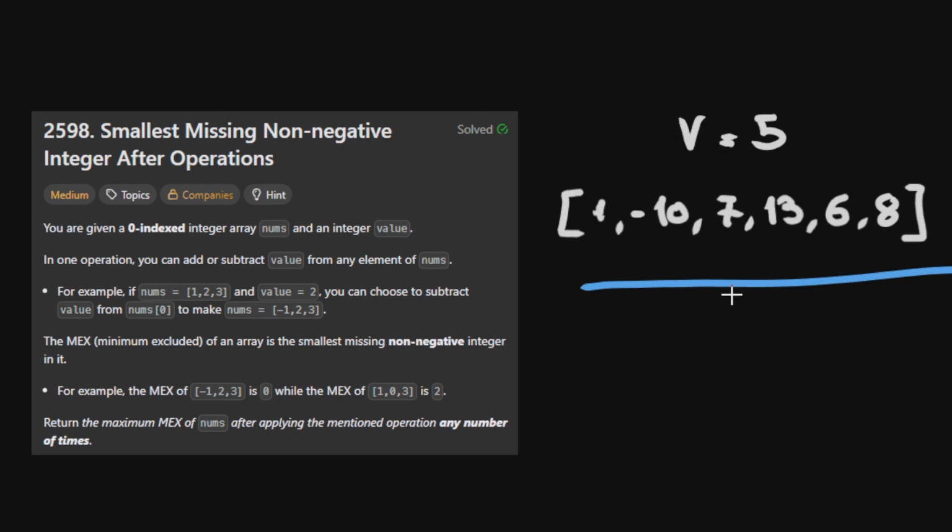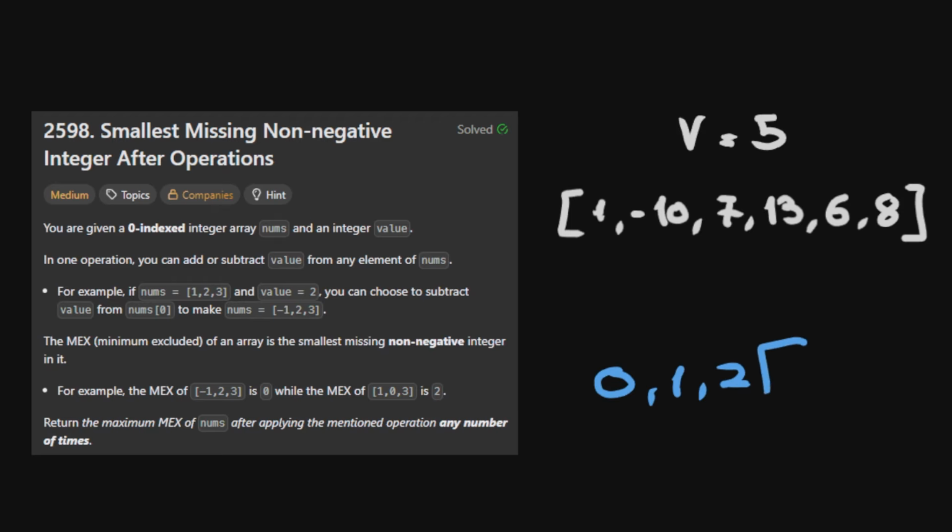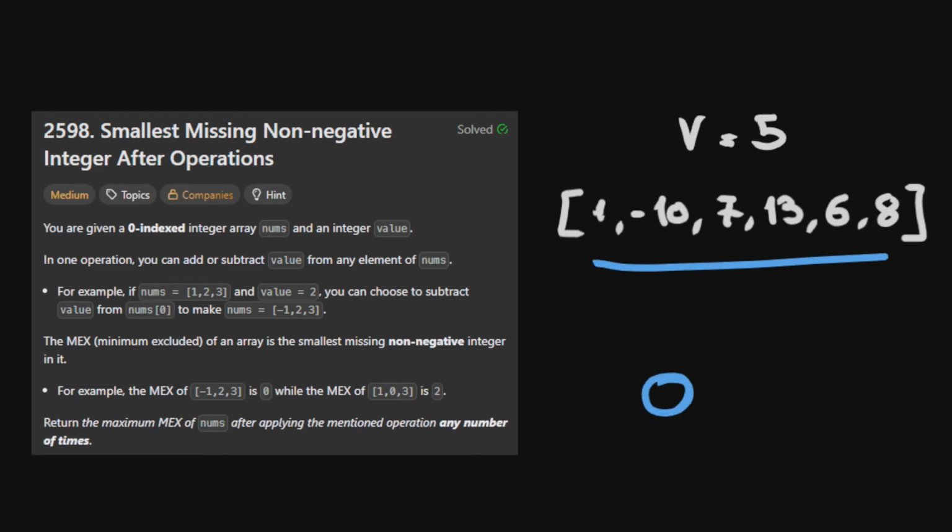So if we are given this and we are trying to get the maximum missing non-negative integer, this means we can try to get a 0, then we can try to get 1, then we can try to get a 2, and so on. And whenever we can't get a number, we just return that number. So let's start with 0. How can we get 0 in this array?